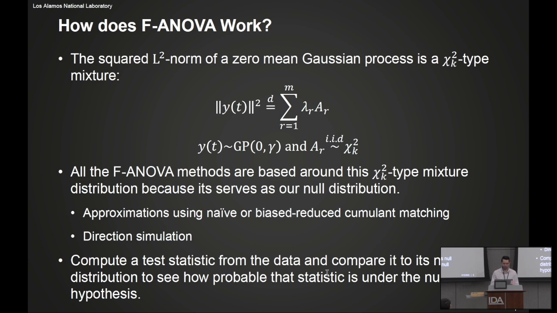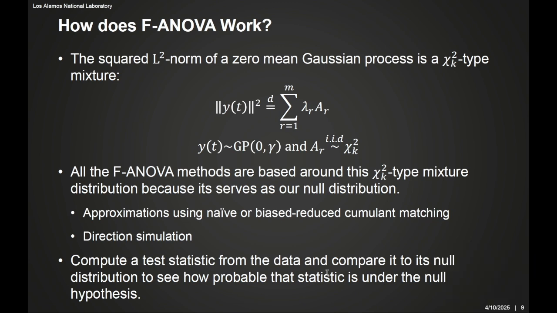Well, the squared L2 norm of a zero mean Gaussian process is actually a chi-squared type mixture with degrees of freedom k. I've denoted this here with the square notation as an L2 norm. Lambda here is our eigenvalues from our covariance matrix, y is a sample from a GP, or distributed as a GP process, and A here is IID chi-square random variables. So all the F-ANOVA methods are based around this chi-square type mixture distribution, because it serves as our null distribution.